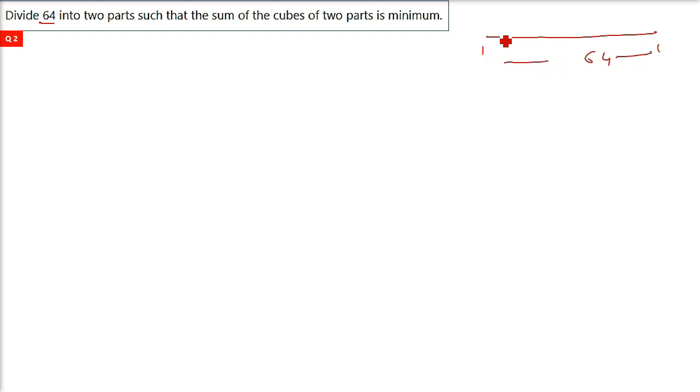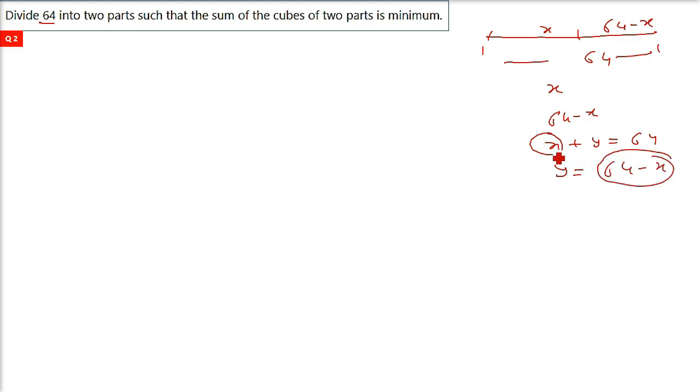One can be x, one can be 64 minus x. So if you have a whole line like 65 numbers, if you take some of them as x, the rest will be 64 minus x. Either you can do x plus y equals 64, which we just did in the previous question, or you can simply say one is x, one is 64 minus x, which is more realistic also. And from the expression x plus y equals 64, it will also give you 64 minus x. In both cases, x and y will be x and 64 minus x.